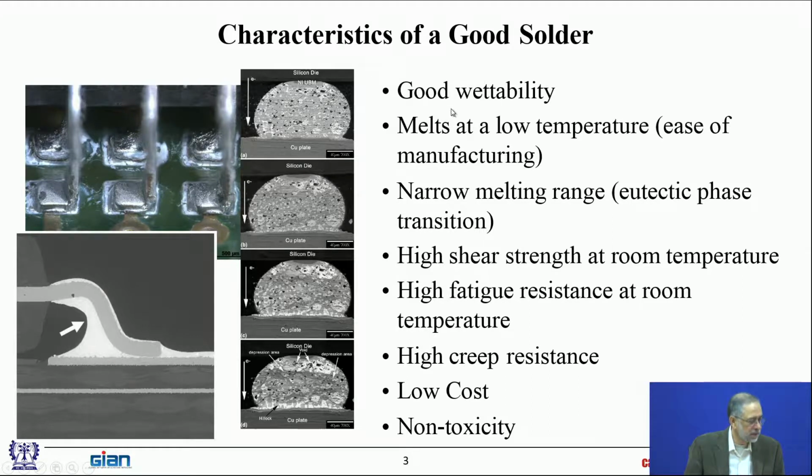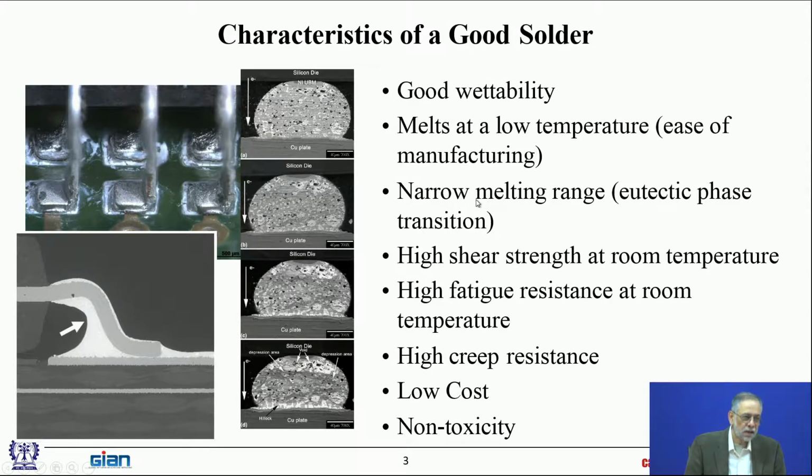So good wettability is a key part of it. Melt temperature is very important because if it's a very high melt temperature solder, you're going to take all of your electronics up to that temperature to melt the solder, and you'll damage a lot of your electronics. So low melt temperature is extremely important. Also from an environmental point of view, high melt temperature solder means a lot of energy consumption in manufacturing. Low melt temperature solder means you can bring down all your energy consumption costs.